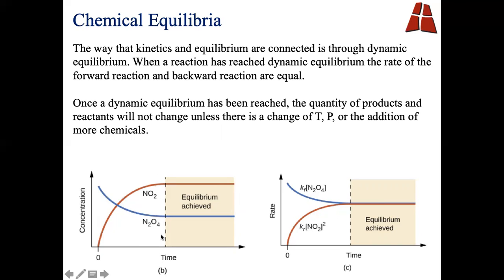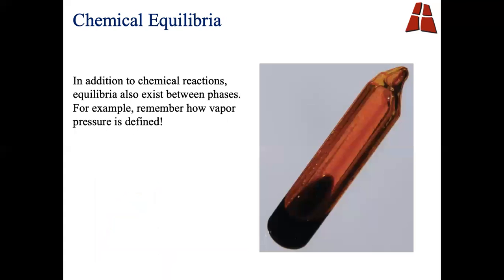So this graph on the left here shows their concentrations. This graph on the right here shows their rates. Again, if we look at our y-axis. And so once our concentrations become equal, or not equal rather, but when they do not change, that is when our rates of our forward and reverse reaction will also be equal. Okay, and that is how we define equilibrium.